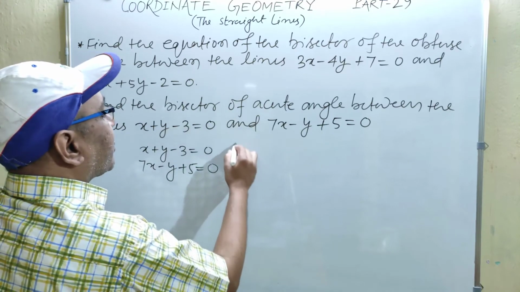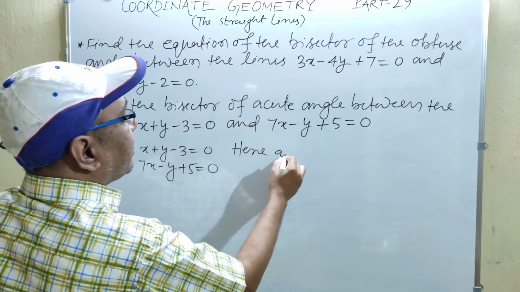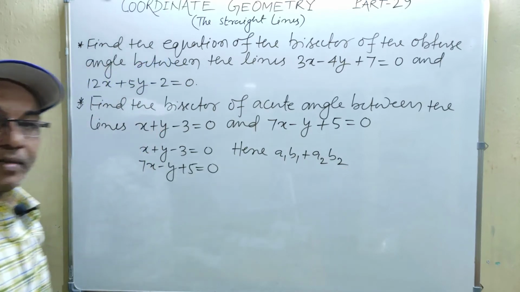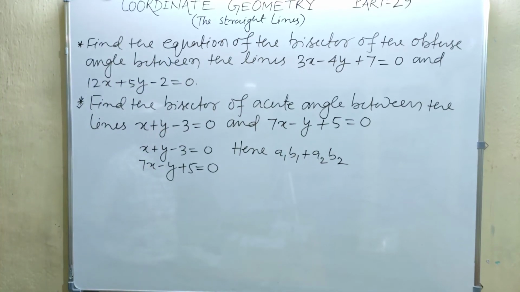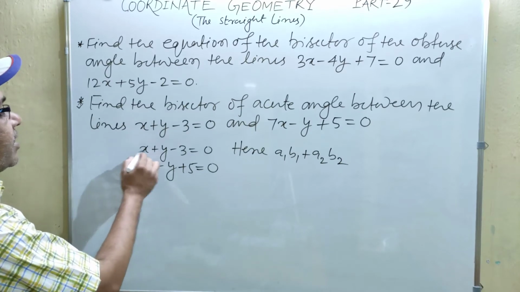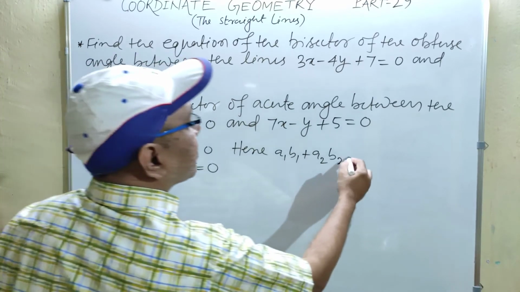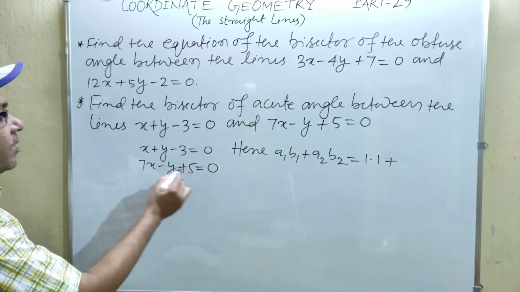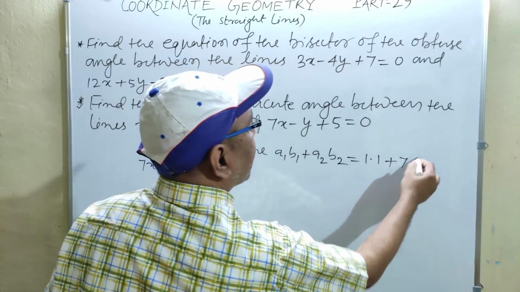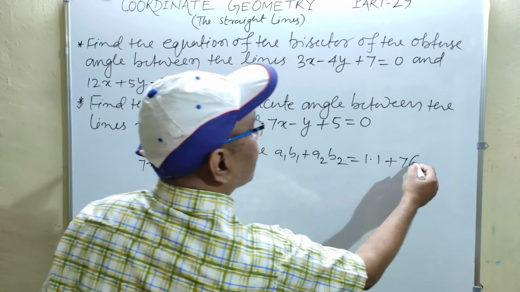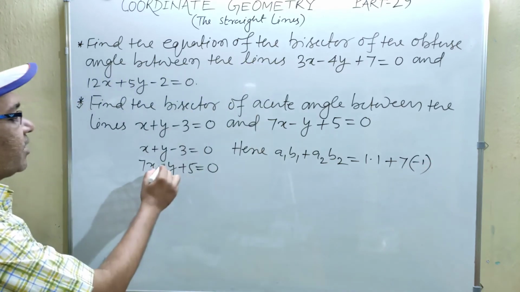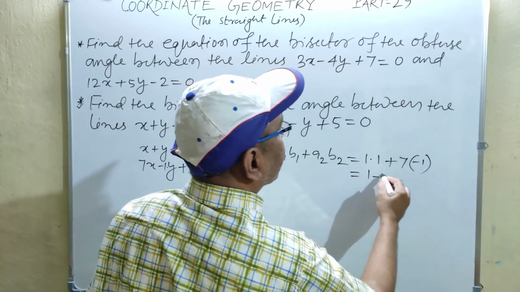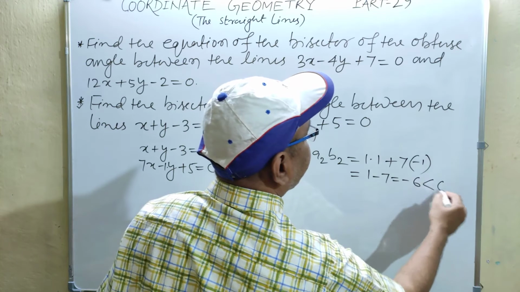We find a1 b1 plus a2 b2. ये चीज आप निकालिए पहले. ये पॉजिटिव आ रहा है या नेगेटिव वो देखिए. Let us find it. What is a1 b1? Here it is a1x plus b1y, so a1 is 1, b1 is also 1. Plus a2 b2, a2x plus b2y, so a2 is 7 and b2 is minus 1. This minus 1 is your b2. So what will come? 1 minus 7, that is minus 6, which is negative.